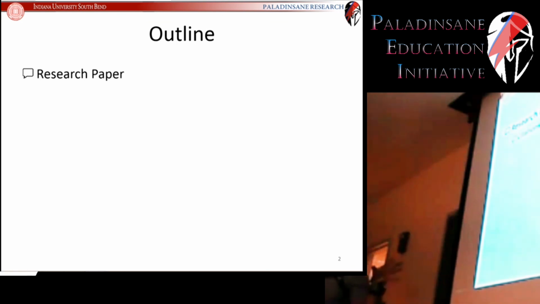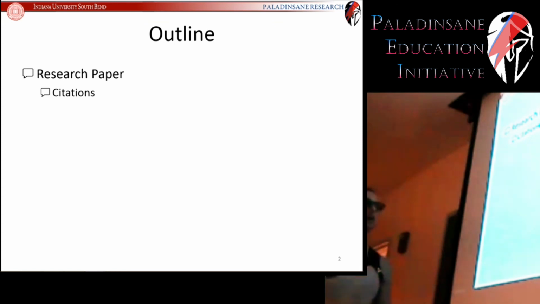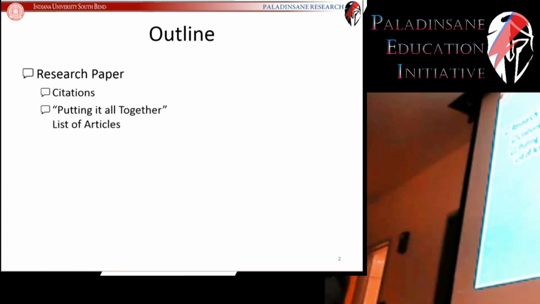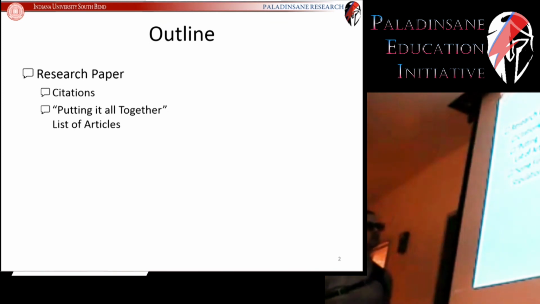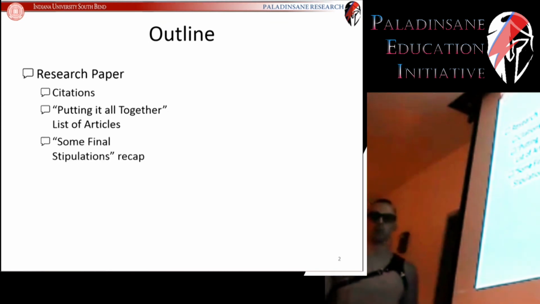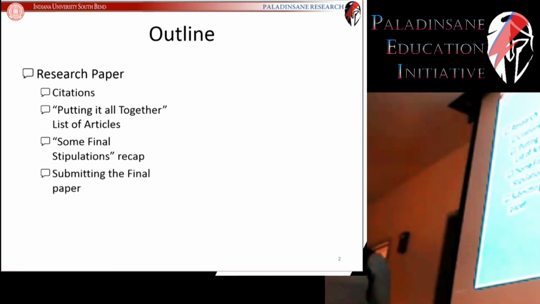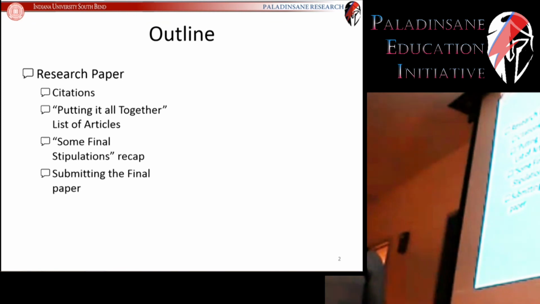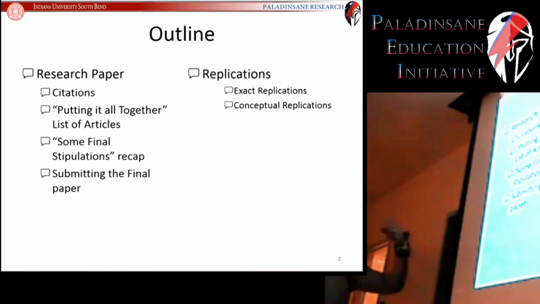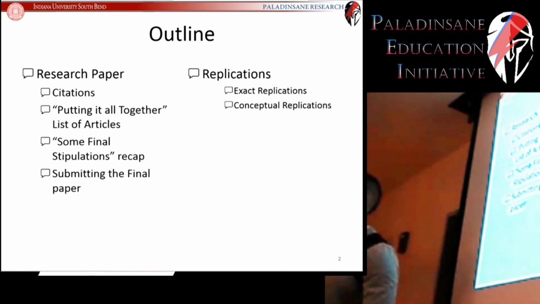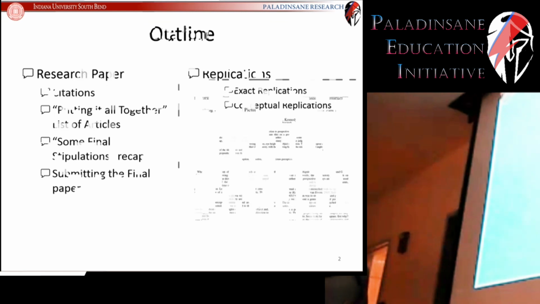So we're going to discuss citations, make sure we're very clear, especially for the introduction section, on when to cite, who to cite, how to cite. We're going to talk about putting it all together, including the list of articles that you have. We're going to remind you of the final stipulations, and then just information on how to submit that final paper. And then once we're done with that, we're going to get into generalization, and we're specifically going to look at replications, and we'll see how far we get before the end of class today.